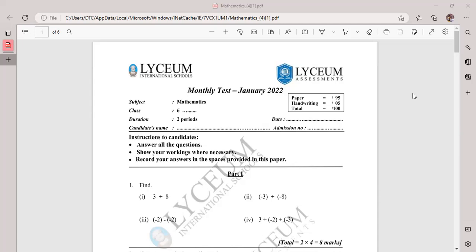On the right side you can see a small rectangle, which is about the marks allocation. Last time also I mentioned this, but if you have missed the October monthly test past papers, I would like to explain it. Out of 100, 5 marks are for your handwriting. You may think you'll get these 5 marks if you have round letters and very beautiful handwriting.